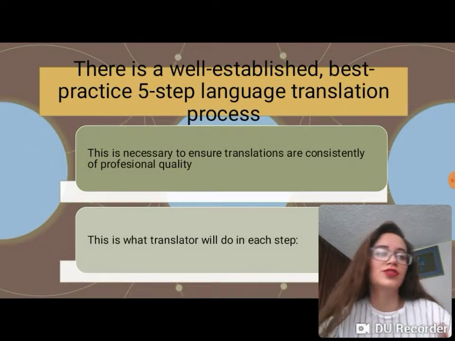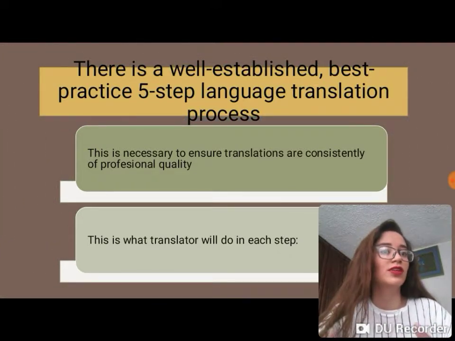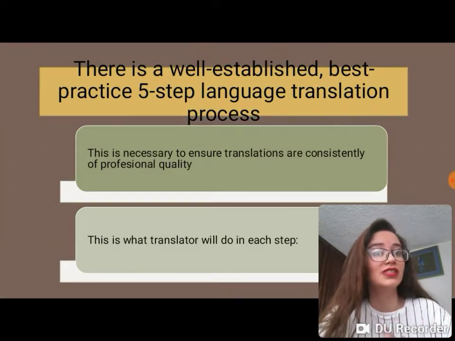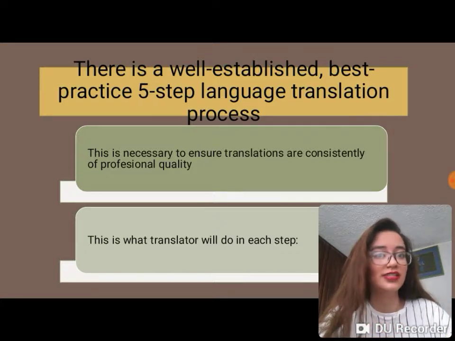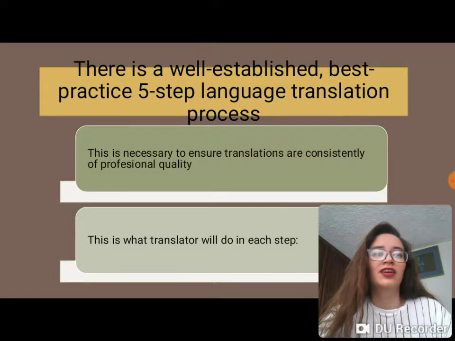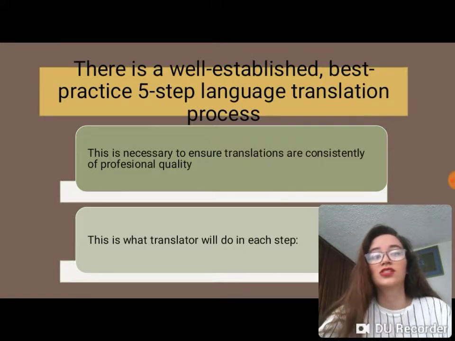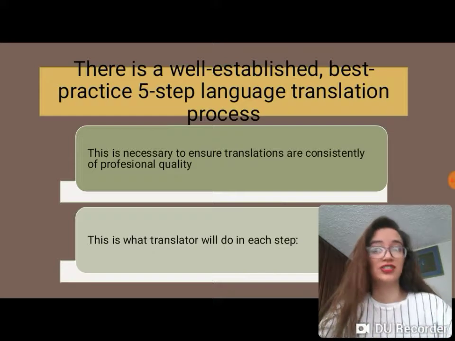First, I have to explain that there is a well-established best practice 5-step language translation process. This is necessary to ensure translations are consistently of professional quality. This is what a translator will do in each step.